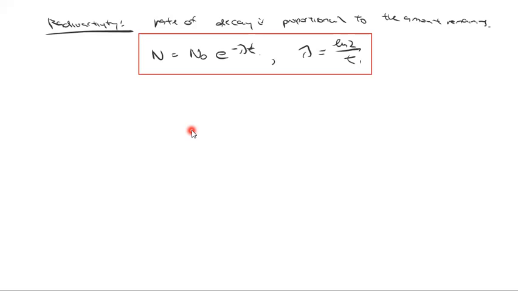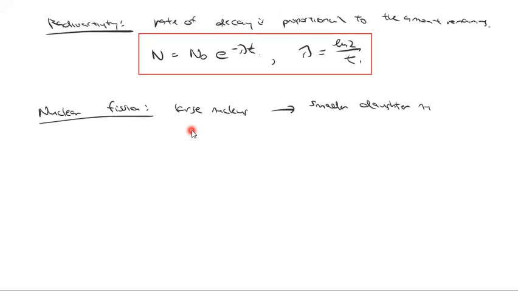Now, that's radioactive decay. You also need to understand nuclear fission. I've mentioned this before. Nuclear fission is the act of a large nucleus splitting up into smaller daughter nuclei. They're called daughter nuclei just because they're smaller. And again, as usual, it does that to become more stable, because it will increase its binding energy per nucleon.